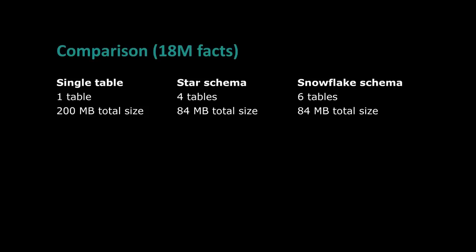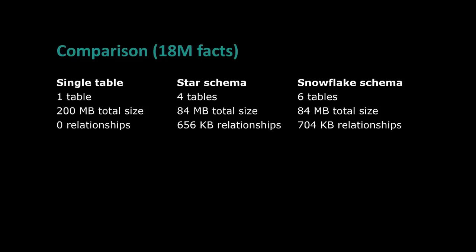And this is a bigger footprint, which means it takes up more memory, but it also means that querying will have the tendency to be slower. Then there would be extra space used for relationships. Of course, in a single table approach, there are no relationships, so it does not take any space here. As the model is rather small, the relationships in the star schema and Snowflake schema are way below 1 megabyte.